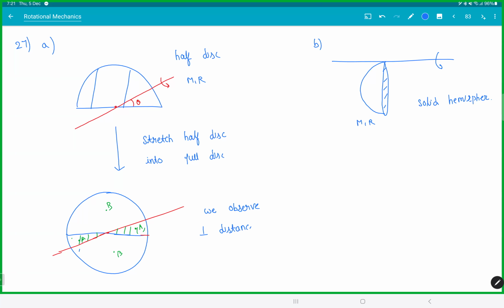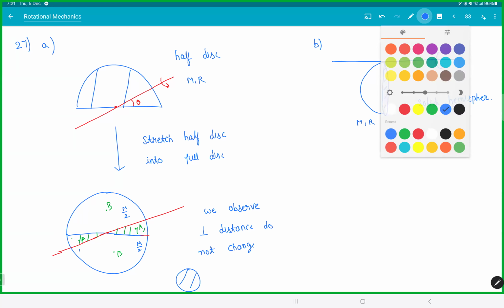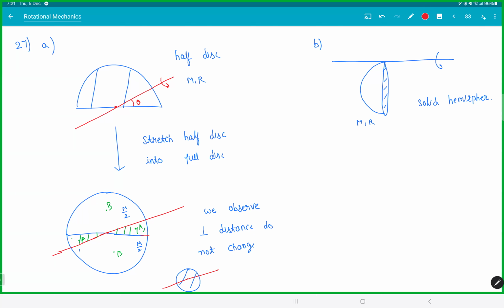That means a half disk is as good as a full disk of mass. This is m by 2, this is m by 2. Therefore, this one is as good as a full disk about a diameter. You can just treat it like this. So I will be mr square by 4, independent of theta.